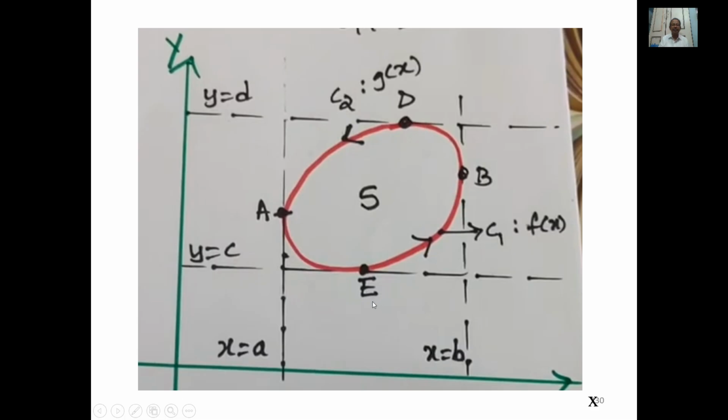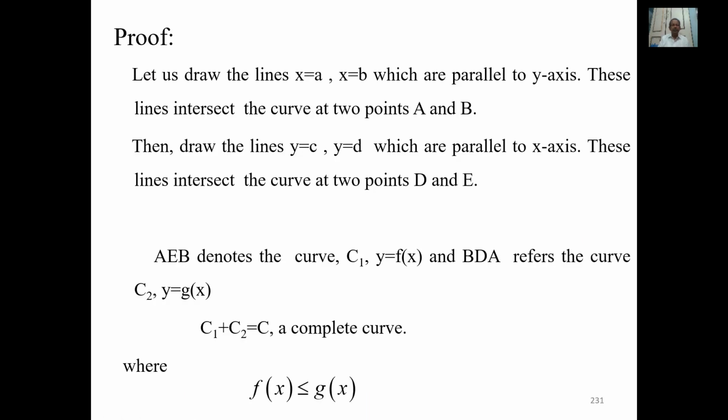So we now have two curves connecting the points: one curve is A, E, B, and another curve is B, D, A. AEB denotes the C1 curve, which is a function f of x, and BDA is the C2 curve, which is g of x. Of course, the complete curve is C, which is equal to C1 plus C2. And here f of x is less than or equal to g of x.